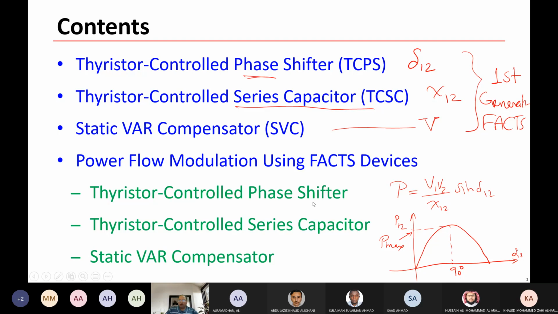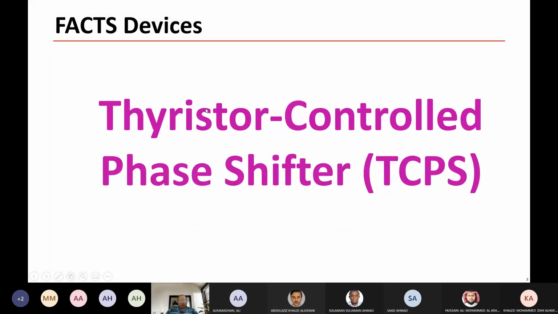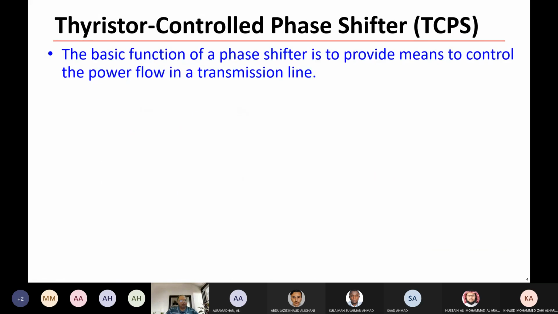Let us see what is the impact of having one of these devices in the system, and what is the impact on the shape of the sinusoidal waveform that we have here. Okay, great. So let us start with the thyristor controlled phase shifter, which affects the angle difference between the 2 points where the power is transferred.